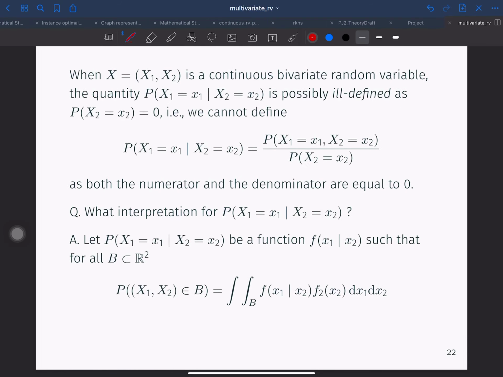So now let's go back to defining the conditional PDF, or conditional probability, for continuous random variables. And now we have a difficulty. The difficulty is that we cannot define the conditional probability of x1 equal to little x1 given that x2 equal to little x2, because this probability of x2 equal to little x2 is always 0. So we cannot define it like this. This is ill-defined.